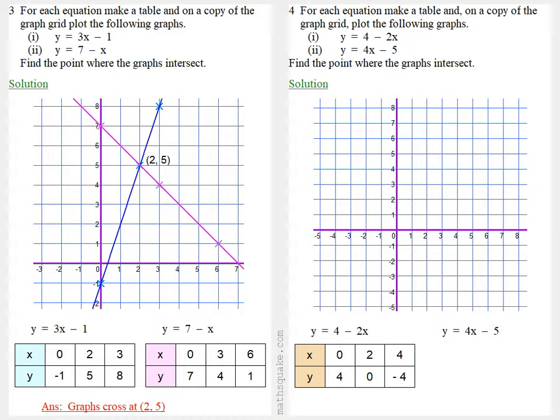We can then plot those points, that is, (0, 4), (2, 0), and (4, minus 4), and join them up with a straight line. And that's our graph.